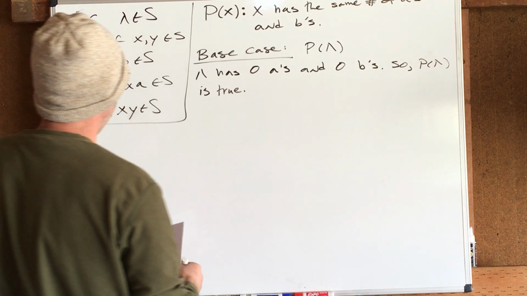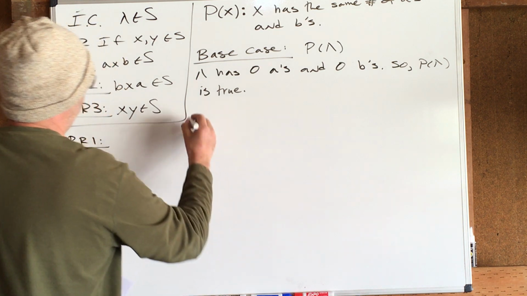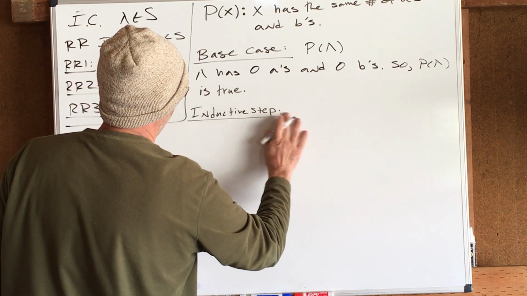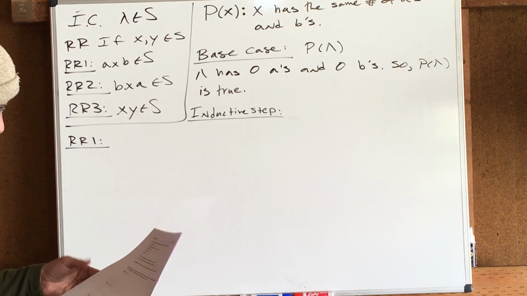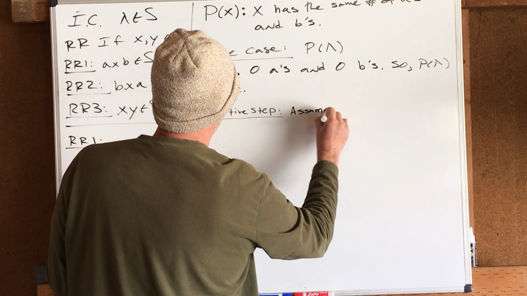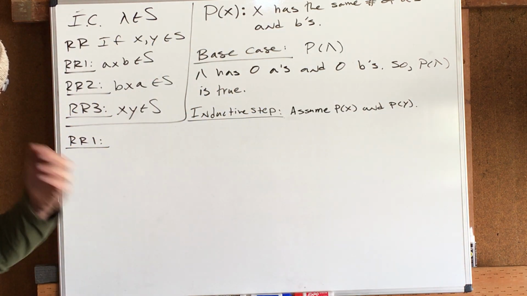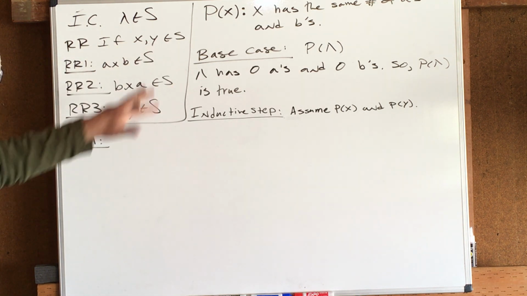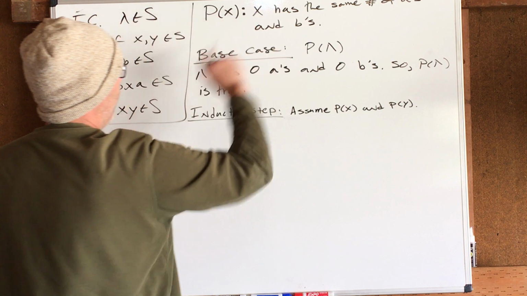Okay, so now we're going to deal with each of the recursive rules. Let me write that as inductive step. In the inductive step, we assume that this is true for x, in this case x and y because of recursive rule 3. So we're going to assume P of x and P of y. We're assuming that x and y are elements of S, strings in this set S. We're assuming that x has the same number of A's and B's and that y has the same number of A's and B's.